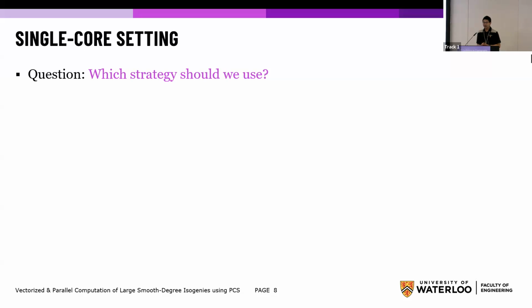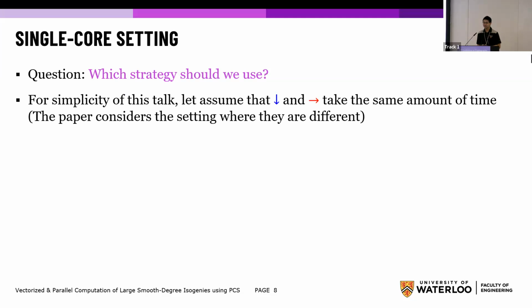So we move to the first simple computation setting, single core computation. Because we have seen that we have various ways of doing the computation, which strategy or graph do we use for the computation? For the simplicity of this talk, let us assume that both operations take the same amount of time. In the paper, we consider the setting where they are different, so please check it out. Under this assumption, the single core cost for the computation is the number of arrows in the strategy.